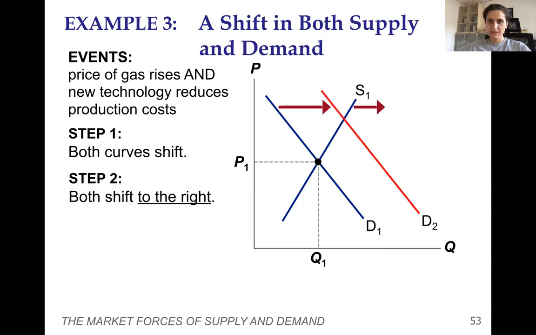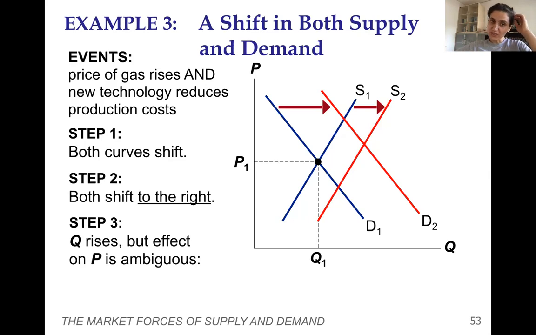Okay, so let's look at it. We know for certain that equilibrium quantity increased. The new intersection, the intersection of the red lines, is to the right of Q1, so it's going to increase. But how about the equilibrium price? You cannot say anything about the equilibrium price unless you know the magnitude of the shifts for supply and demand curves. So Q rises, but the effect on P is ambiguous.